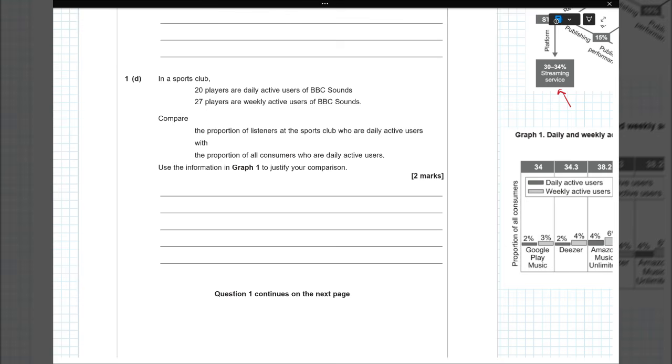So graph 1 is what we're using, but what we need to do first of all is work out the daily users of BBC Sounds, which is going to be 20 divided by 20 plus 27, which is 20 over 47, because that's just adding these two up, and that's 42.55% are daily users at the sports club.